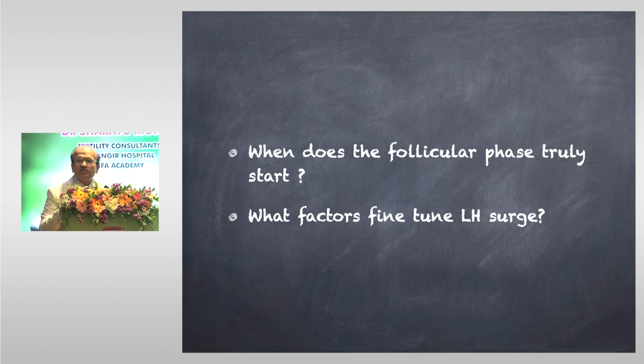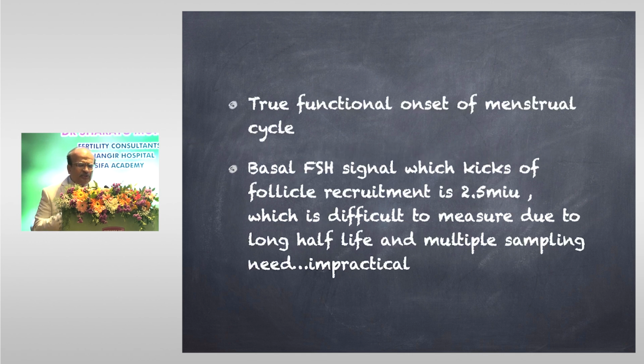And what are the factors which fine-tune the LH surge? And let's understand this. So what is a true functional onset of a menstrual cycle? And we all start treatment on day 2 or day 3. Am I right there? The luteofollicular transition has taken place 3 days prior to the onset of menses. The FSH has already started growing. So by starting any stimulation on day 2 and day 3, you are telling, well, I'm going to asynchronize you. And then you ask questions. So we will have to pick up that luteal follicle and start our stimulation then.